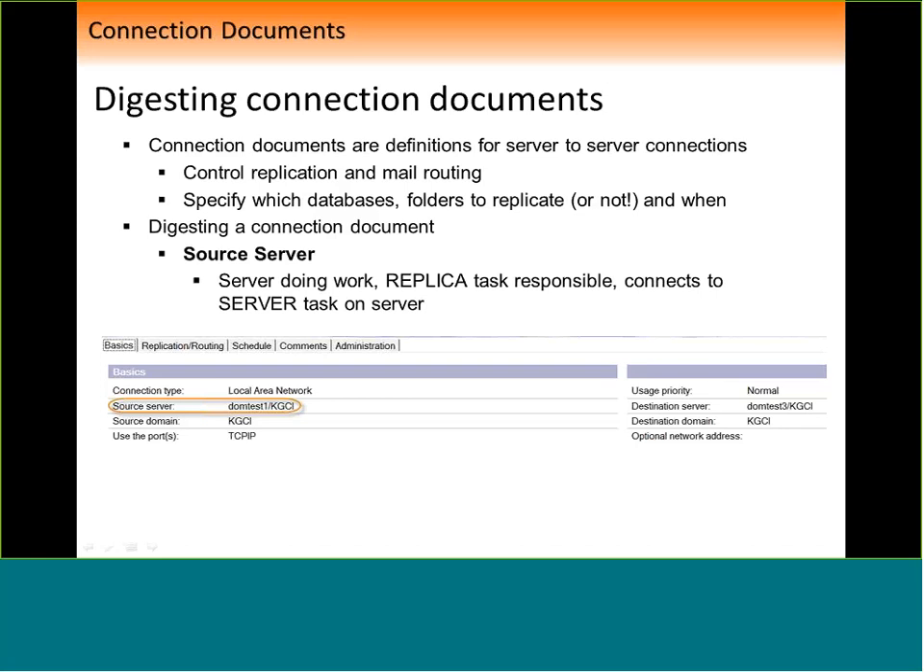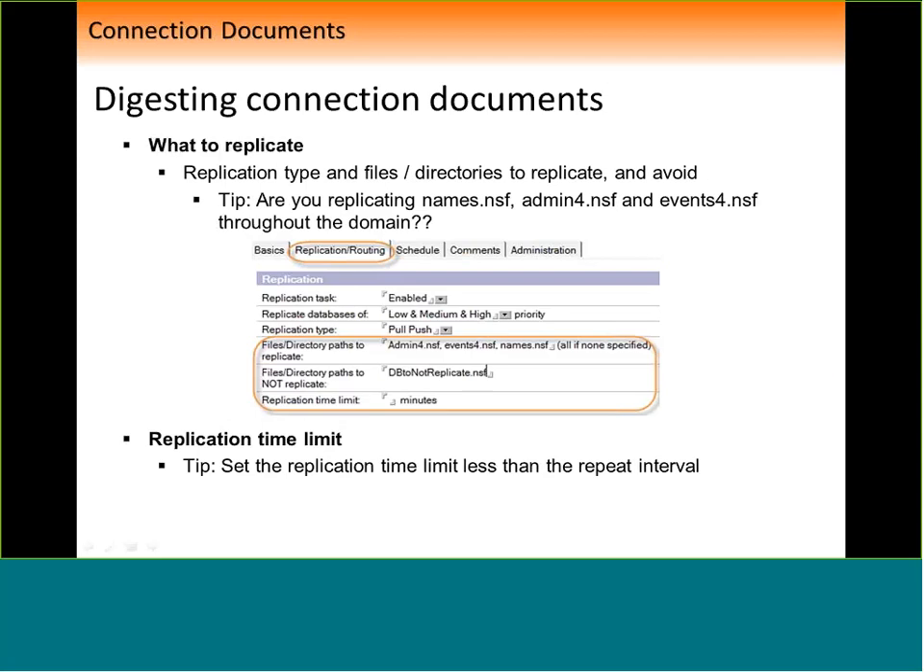And the critical thing is not only does your connection document control replication, but also mail routing. And also, when you're looking at replication, it allows you to specify which specific individual databases you want to replicate, or whole folders, or maybe you don't want to replicate. So let's go ahead and take a look at the next tab, which is our replication and routing tab.